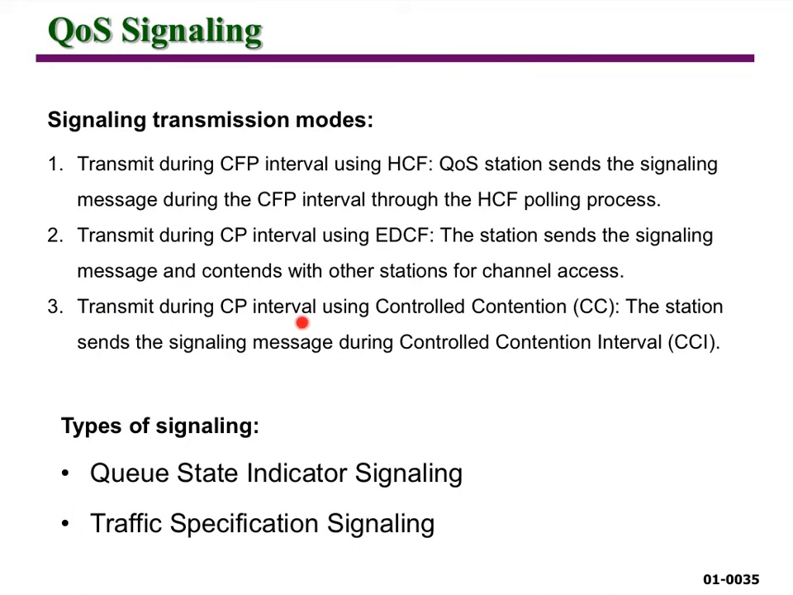And there is the third mode, which is what we have mentioned, that we are trying to send HTF in a contention-based period, which is what we call the controlled contention, right? So in the controlled contention period, the stations will send the signal message during the controlled contention period using PIFS. So there are three ways of sending the signals from the nodes.